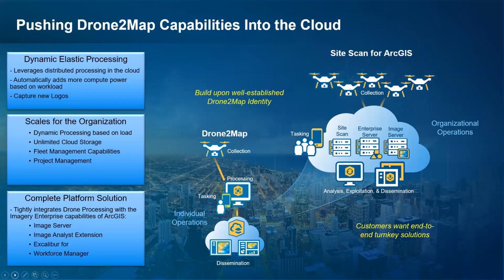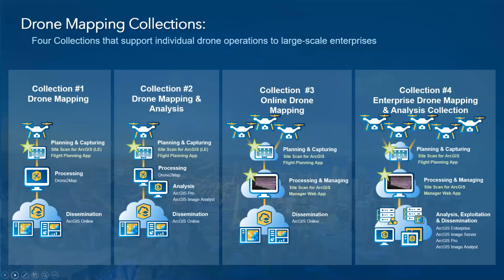So this is where the cloud comes in. I push the imagery up in the cloud, and I can take advantage of the most powerful computers that are available in Amazon or Azure and do my processing of my data. And I don't have to worry about it. I say process, I let it go, and I get an email a few hours later that tells me my work is done. Kyle's going to show you how that all works and comes together. It's very powerful. You can see now how we've pushed this capability from a standalone single-user operation with Drone2Map up into SiteScan for ArcGIS that offers full cloud processing.